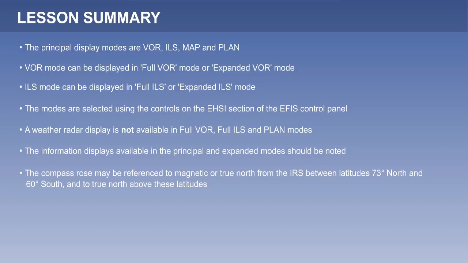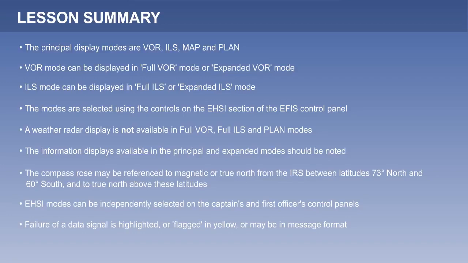The compass rose may be referenced to magnetic or true north from the IRS between latitude 73 degrees north and 60 degrees south, and to true north above these latitudes. EHSI modes can be independently selected on the captain's and co-pilot's control panels. Failure of a data signal is highlighted or flagged in yellow or maybe in message format. The common symbols should be noted.